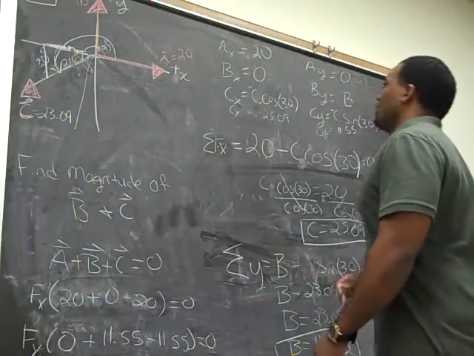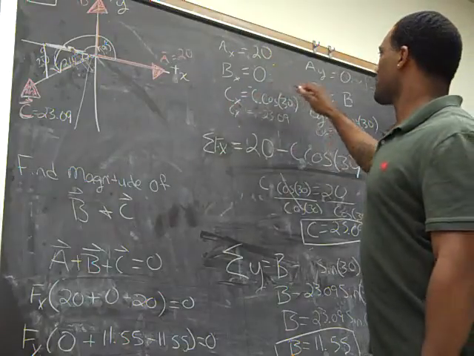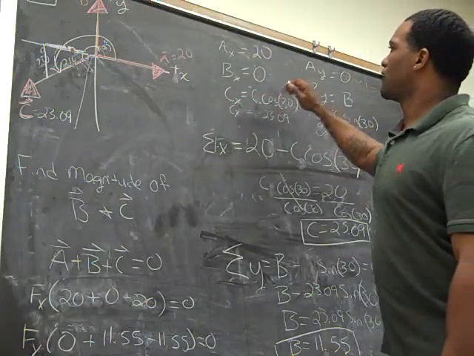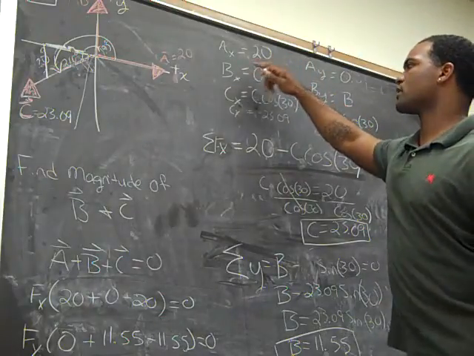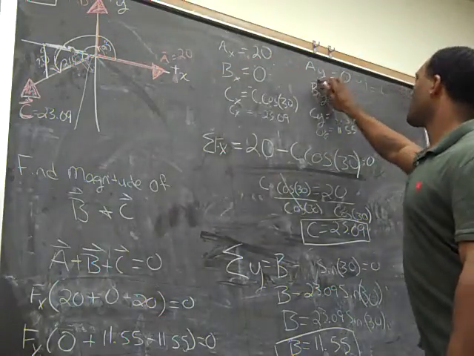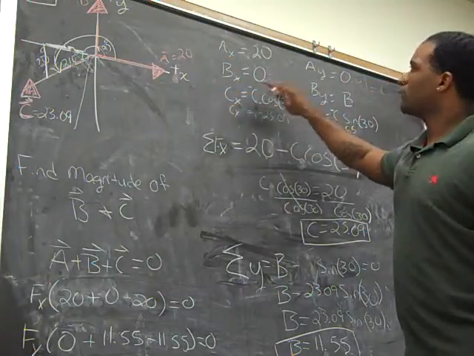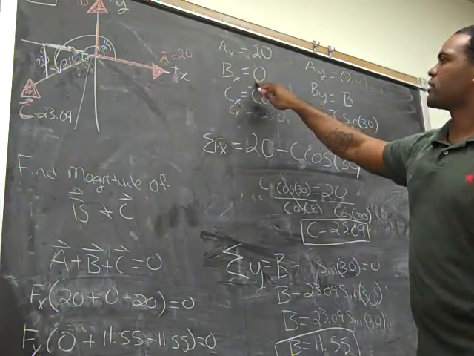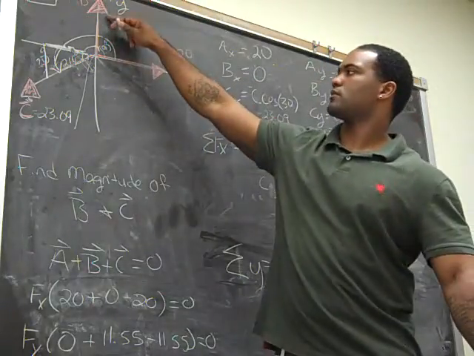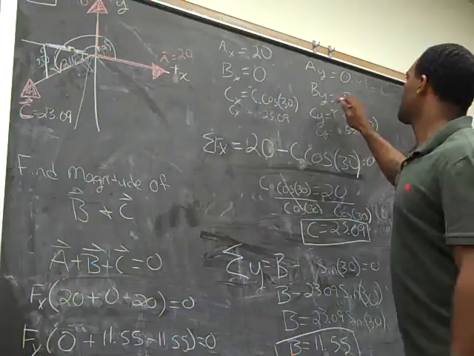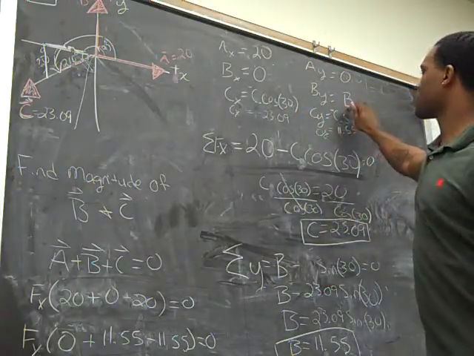All right. So the first step was to decompose each vector into the x and y axes. AX was just the magnitude of that vector. AY is 0 because there's no y component. BX is 0 because there's no x component for this vector, since it lies on the y axis. BY is just the magnitude of the B vector, so it's equal to B.